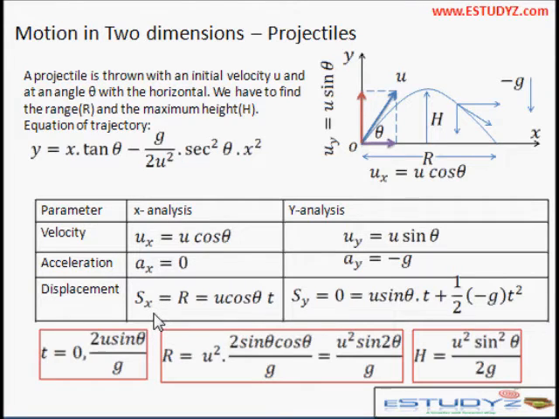The total displacement Sx is the range if we consider the initial and the final position, which is equal to r, which is also equal to u cos theta t if we take t as the total time of flight.